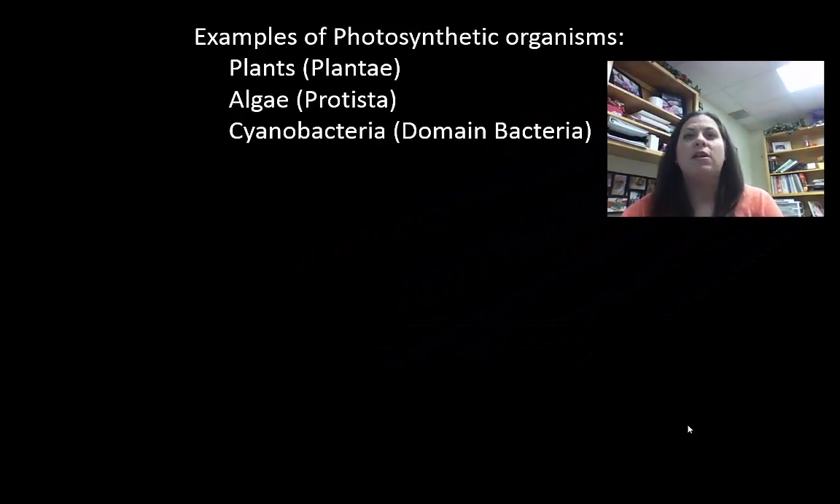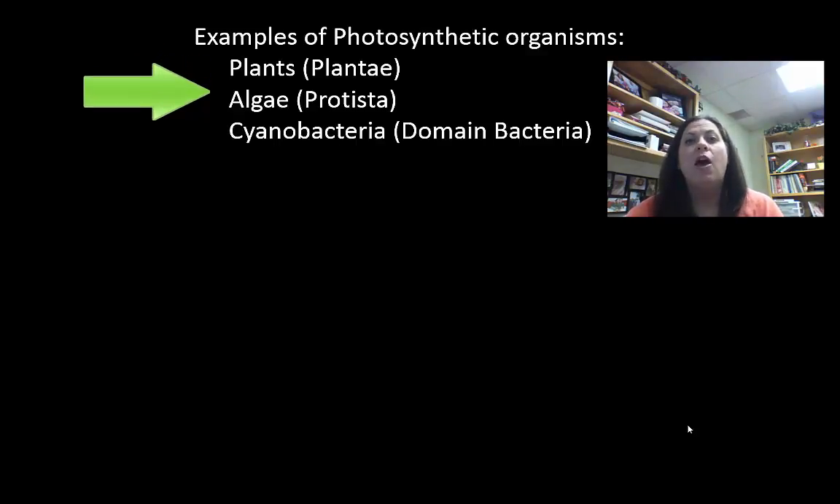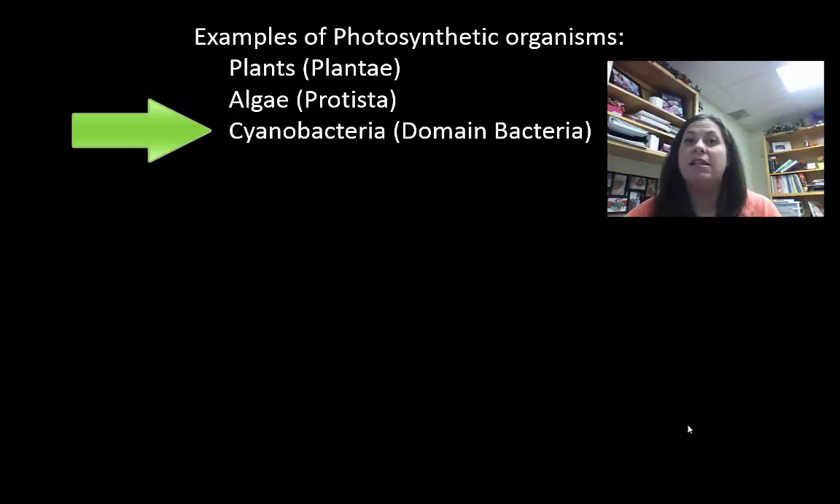All right, so taking a look at the chapter 6 portion, there's a part there that I want you to know: examples of photosynthetic organisms. This is also a question in your portfolio. Some examples, of course, are plants, which are in the kingdom Plantae. We also see algae in the kingdom Protista, both of which do photosynthesis. And the last one is Cyanobacteria. Now, this is a type of bacterium, domain Bacteria, but it also does the process of photosynthesis.